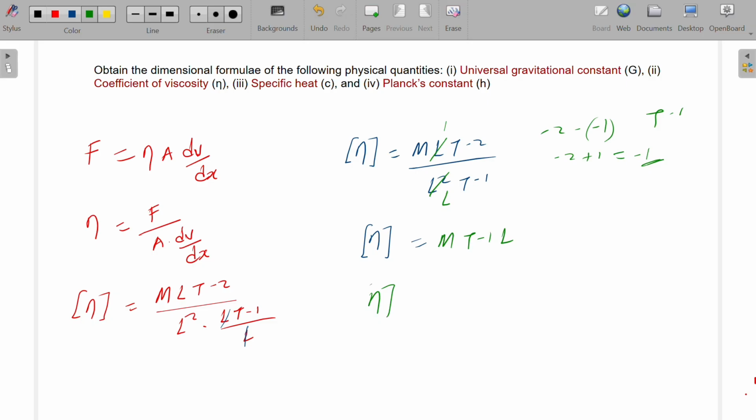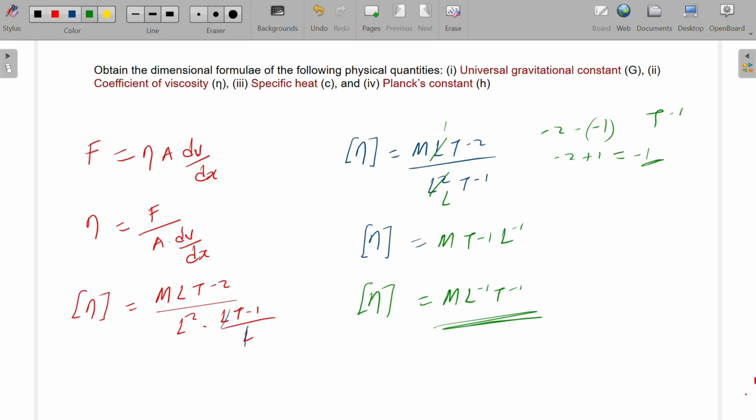To be written in the standard form, we need to make sure we write L before T. So this will be equal to M, then L to minus 1 and T to minus 1. I had written T before L, so let me rewrite that one. So these are the dimensions we're looking for, the coefficient of viscosity.